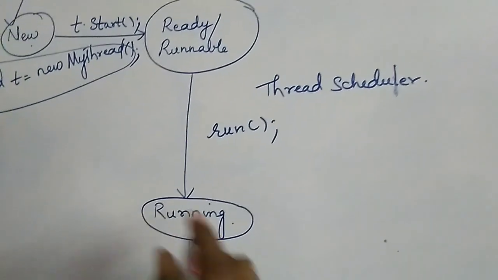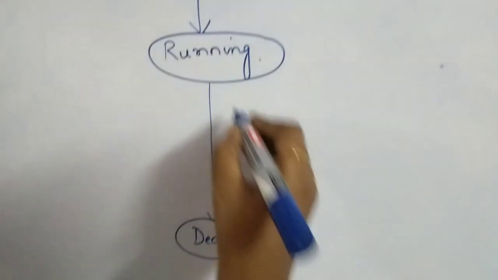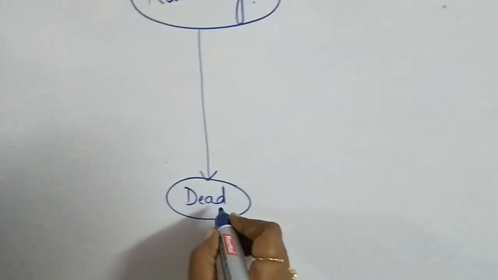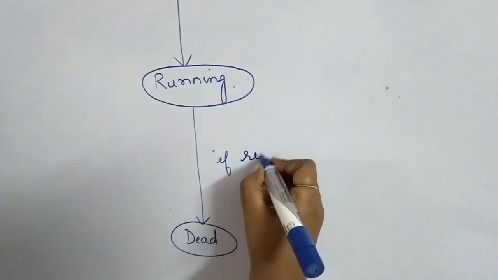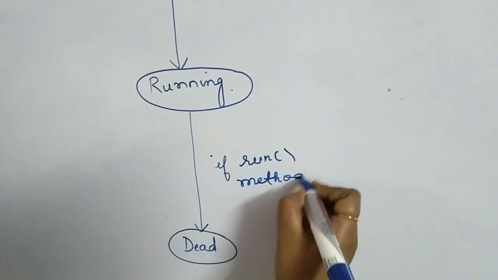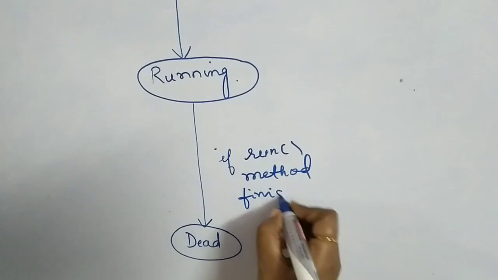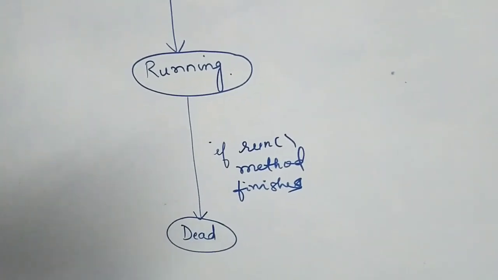Once the run method is complete, the thread will enter into the dead state. So when does the dead state occur? If the run method finishes off, then the thread enters into the dead state.